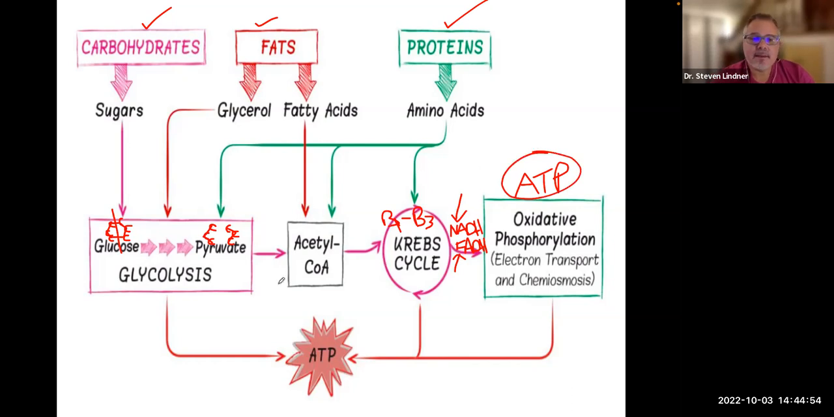The steps of glycolysis take place in the cytosol of the cell, whereas the Krebs cycle and the electron transport chain steps take place in the mitochondria. That's where the majority of ATP is produced, primarily because of the electron transport chain. That's really dependent on iron and CoQ10, or coenzyme Q10.